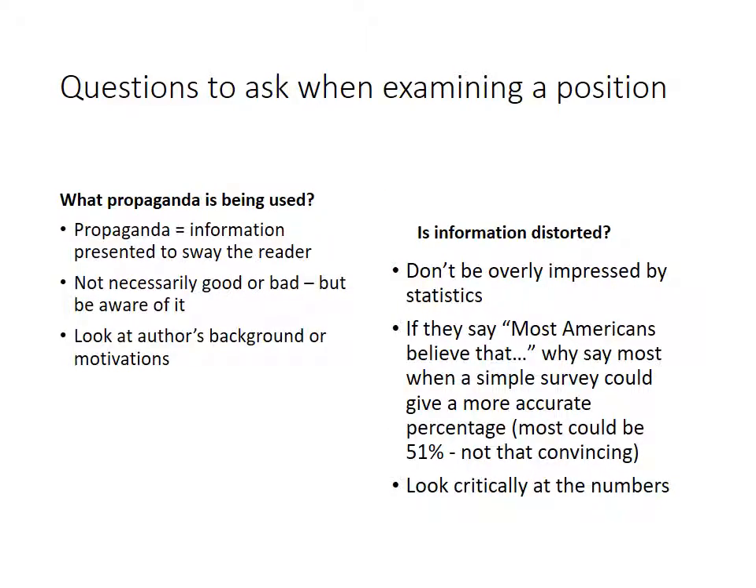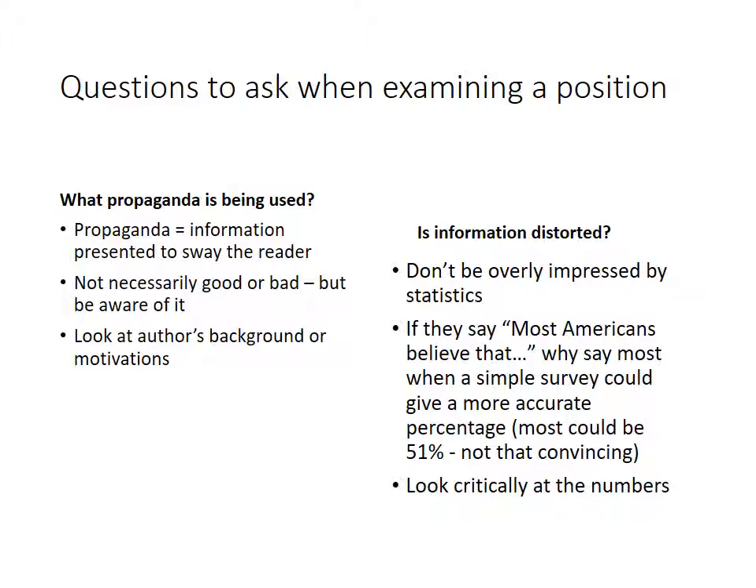Something else to look at in an article is what propaganda is being used. Propaganda is information that's presented to sway the reader. It's not necessarily good or bad, but it's a good thing to be aware of. Looking at the author's background or motivations, who are their studies funded by? Do they have some other motive for wanting the information to be seen in one way or the other? Is a good idea to look out for.